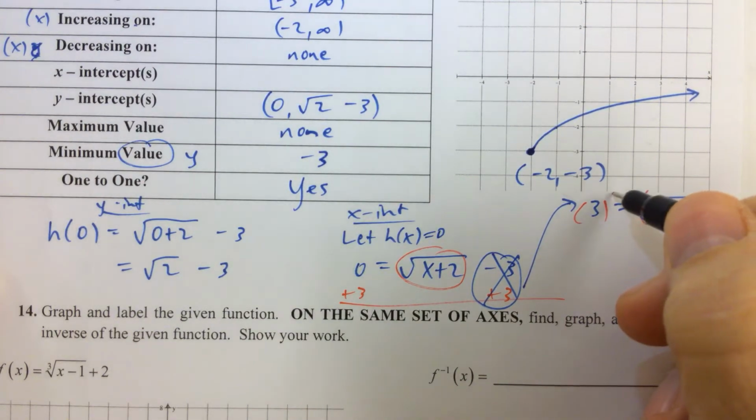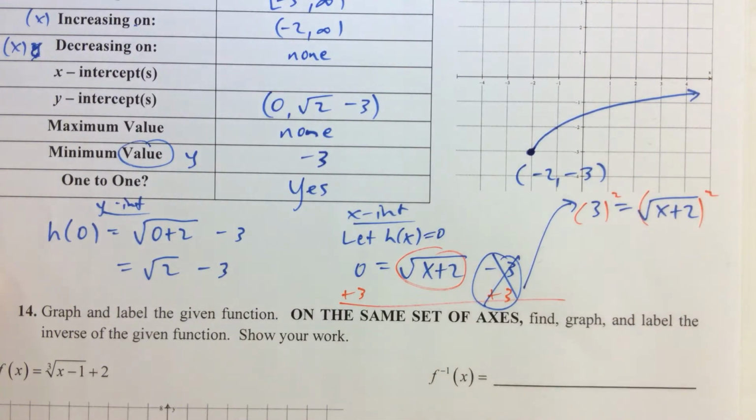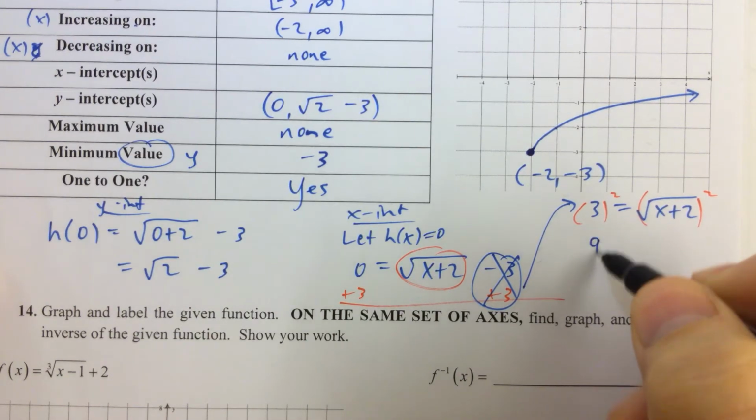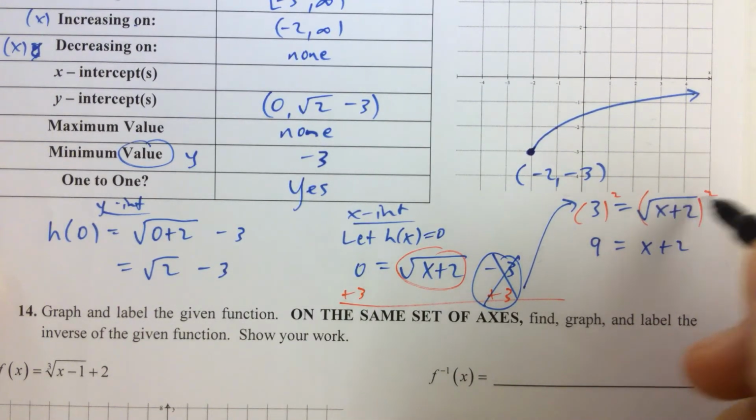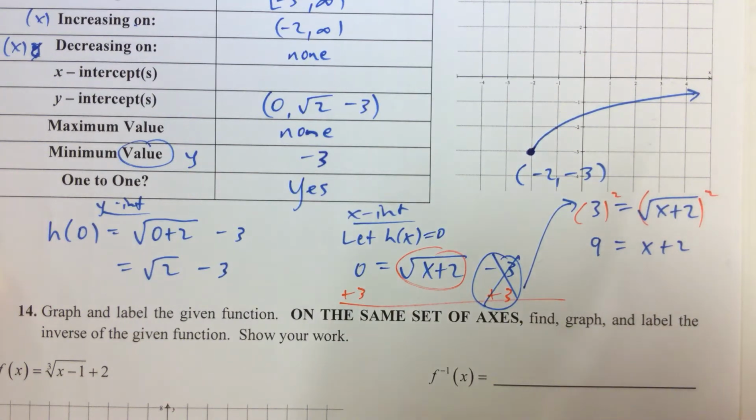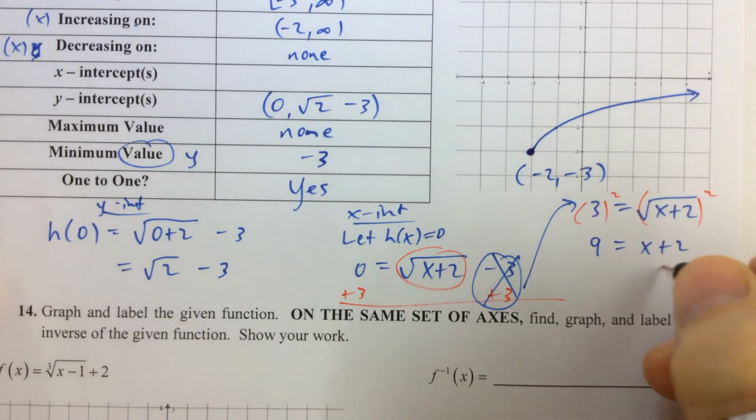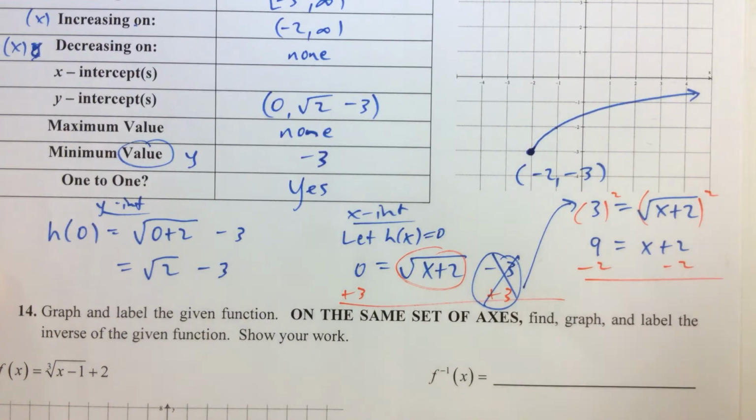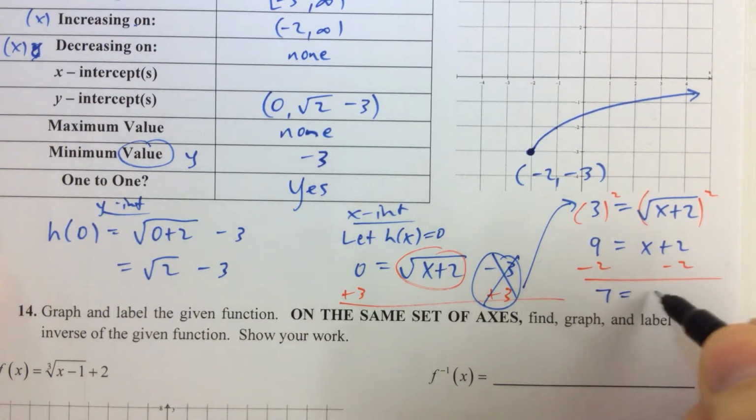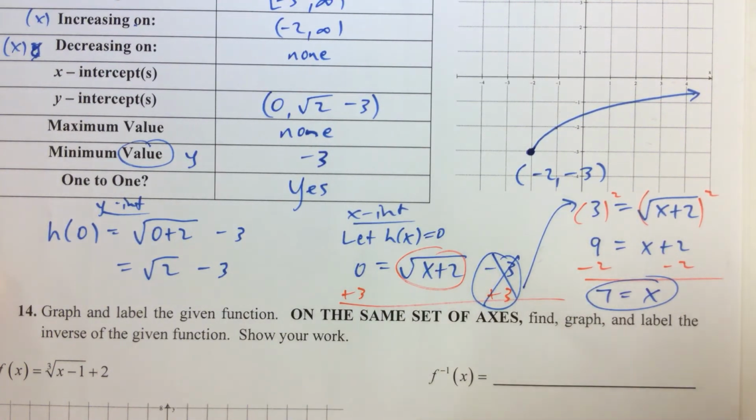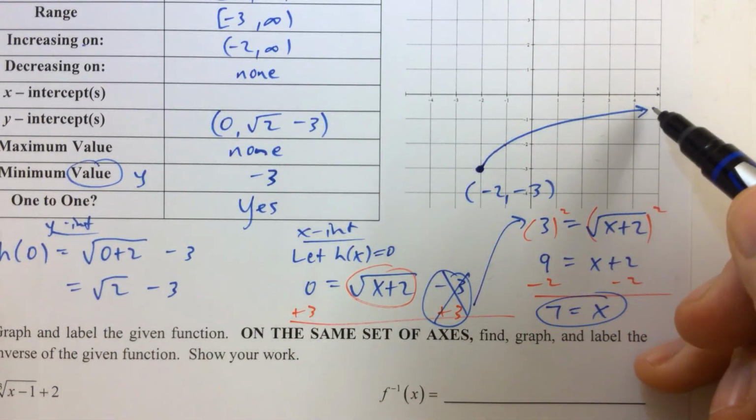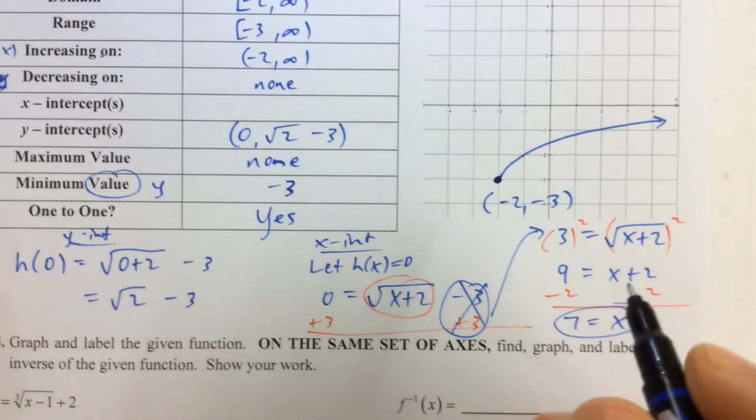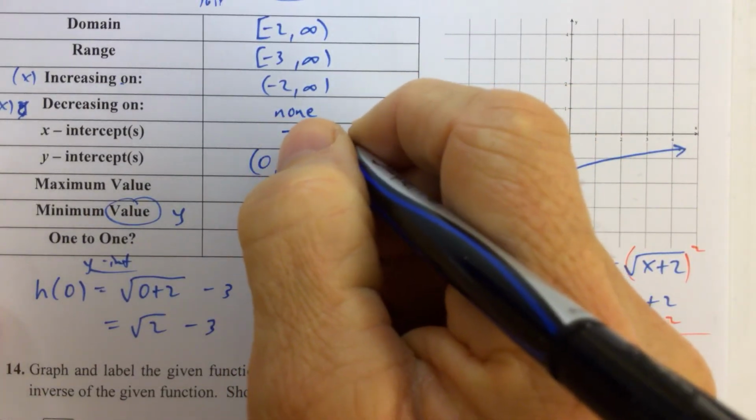We square both sides. When we square both sides, the left side is 3 squared, which is 9. The right side is x plus 2. Squaring undoes square root. And then we subtract 2 from both sides, and after subtracting 2 from both sides, we see clearly that x is equal to 7. That's our x-intercept. And that's consistent with the way we drew our graph. We could see it's increasing. When it gets to 7, it's going to cross the x-axis. And so there we go. We have 7, 0.